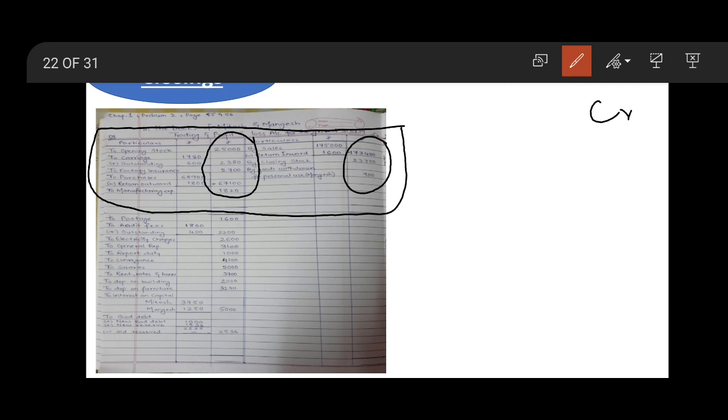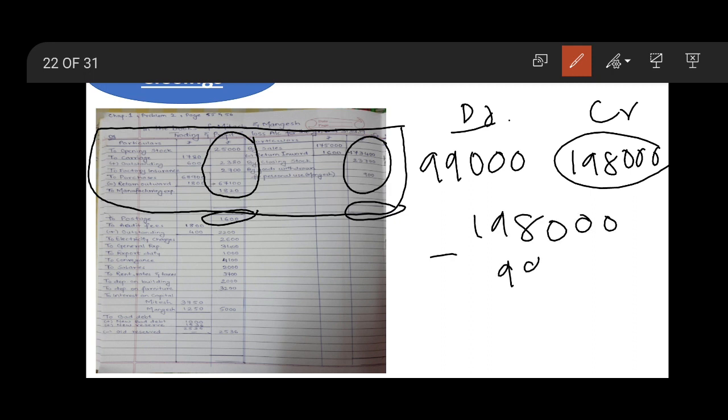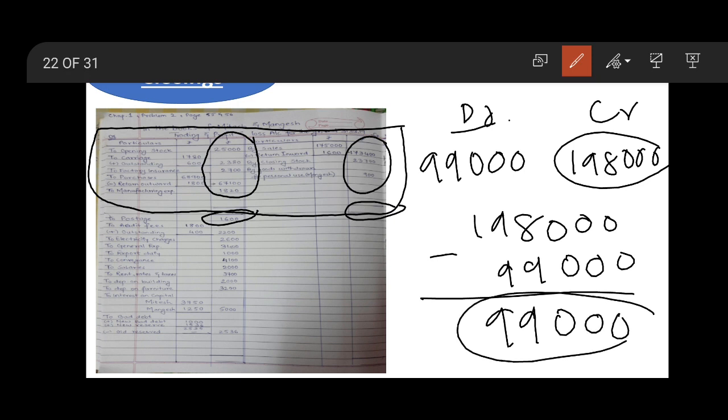The credit side's total is 1,98,000 and debit side's total is 99,000. As you know that credit side is bigger, so write credit side first, 1,98,000. The same here, 1,98,000. So out of 1,98,000 you will deduct 99,000. Whatever the balance you get, you will get 99,000 again. So this 99,000 is nothing but our gross profit, which we rewrite here.